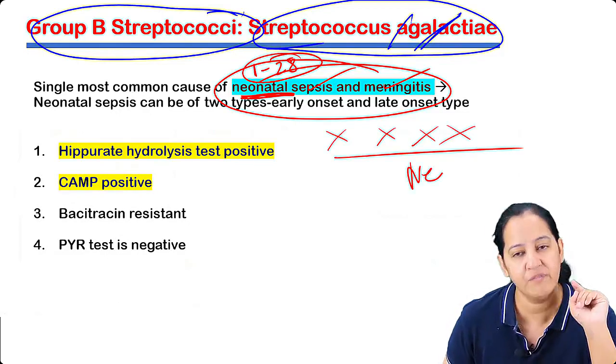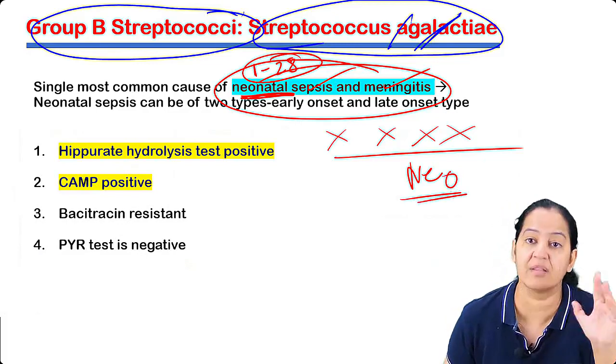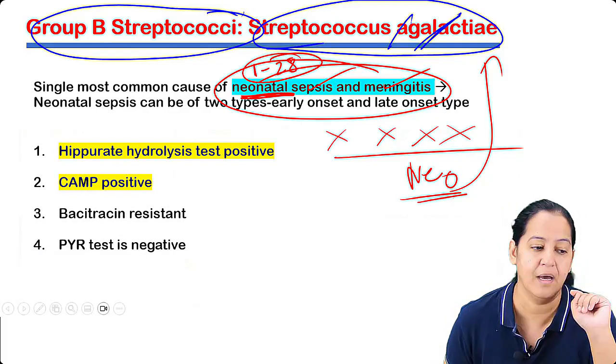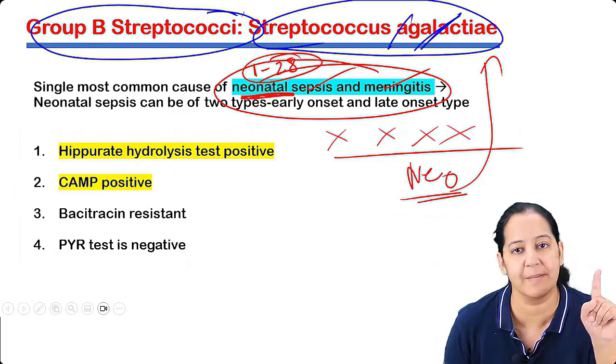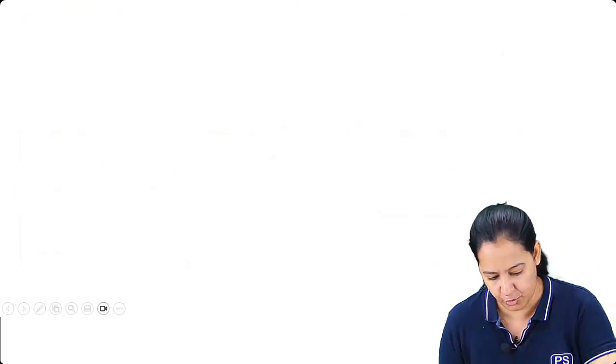Neonatal. So you will typically get a question about a neonate. The moment a neonate appears, this should be a differential. Please, you have to pick up the words. The moment a neonate appears, this should be a differential. Okay? It causes neonatal sepsis and meningitis. And I am teaching you beta.